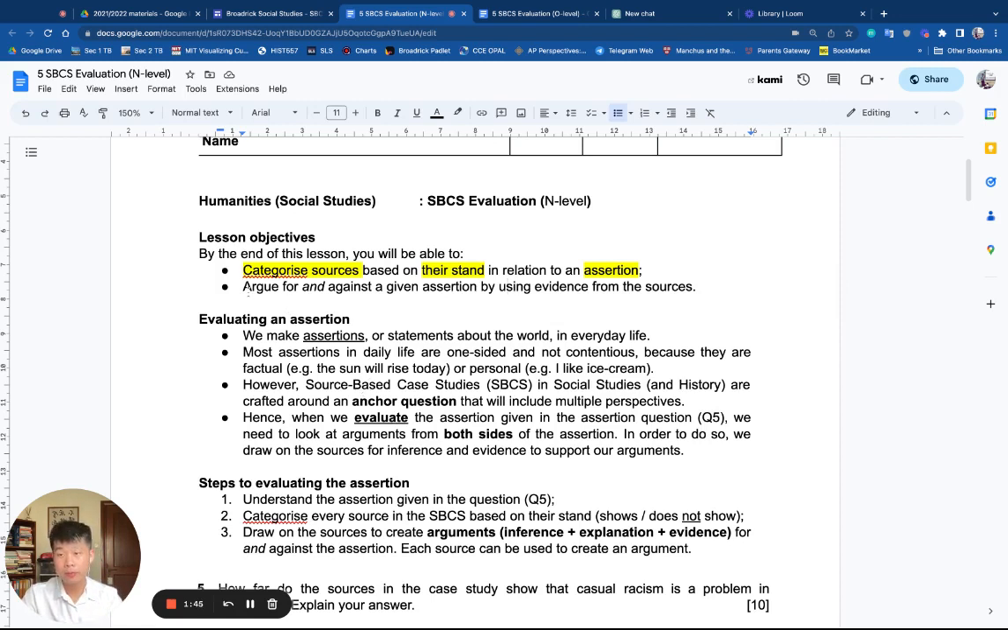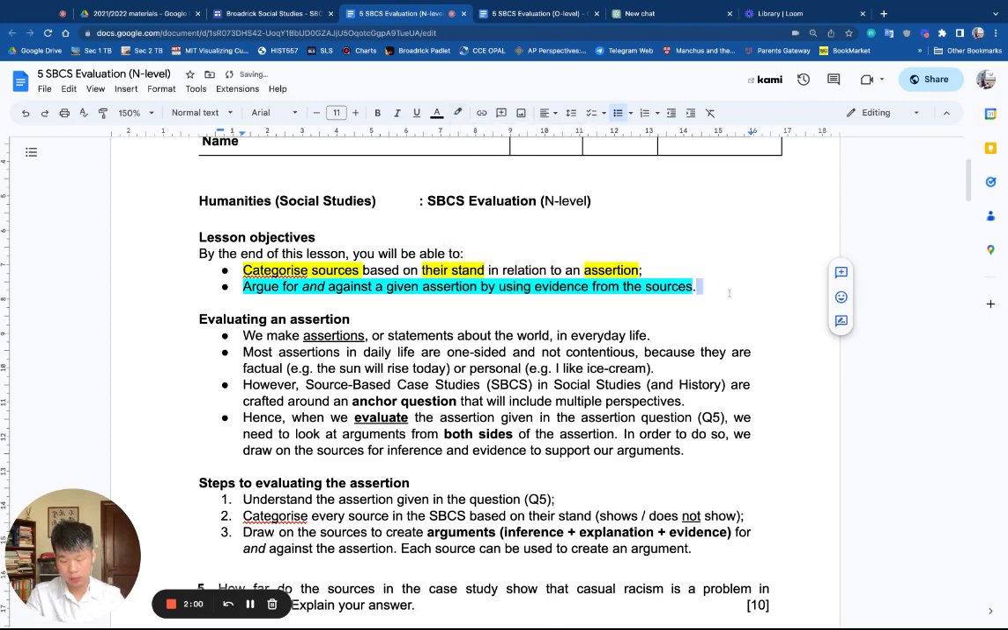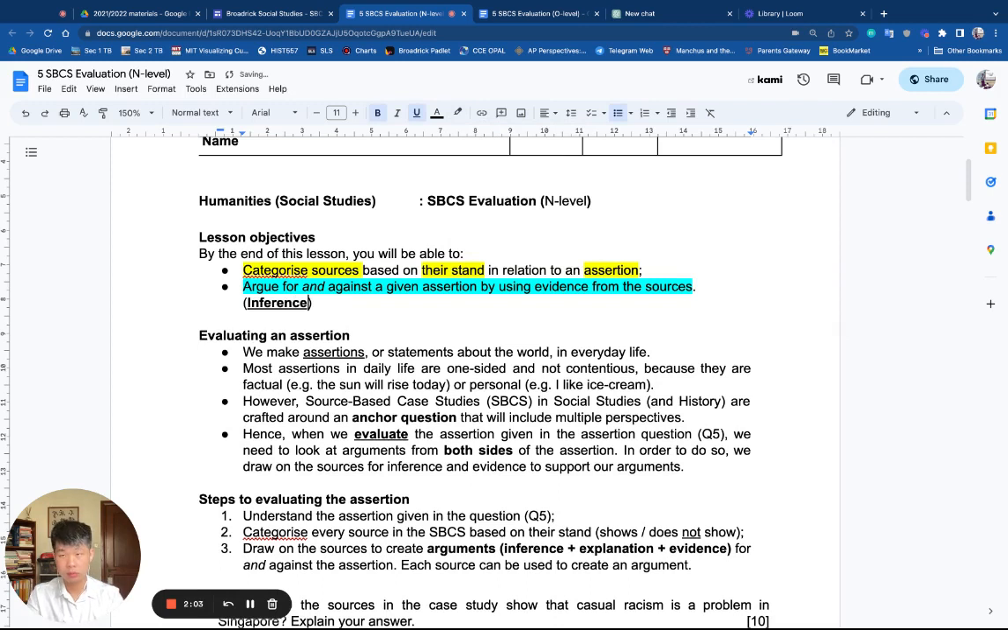The second objective is that you will be able to argue for and against a given assertion by using evidence from the sources. Please highlight this entire objective. In other words, this objective is telling you that you must be able to make inferences. So this is where the skill of inference comes in. It's a theoretical sort of framework I'm giving you right now. So later on when we do the actual worksheet, you will see this come alive.